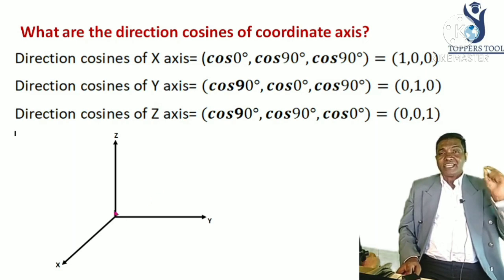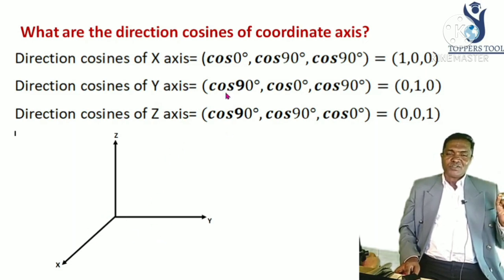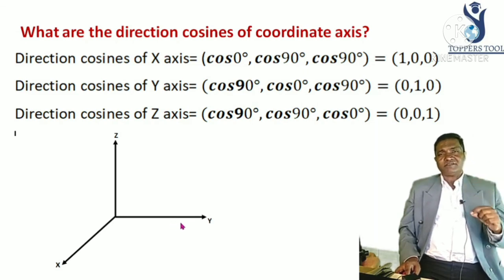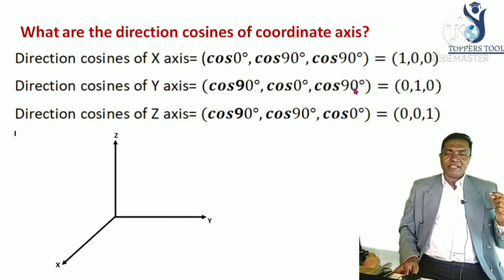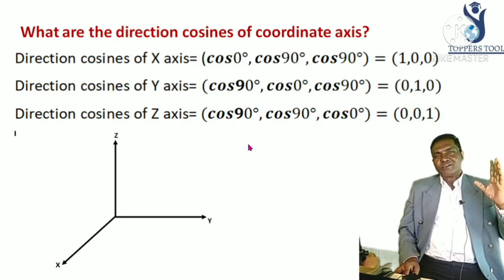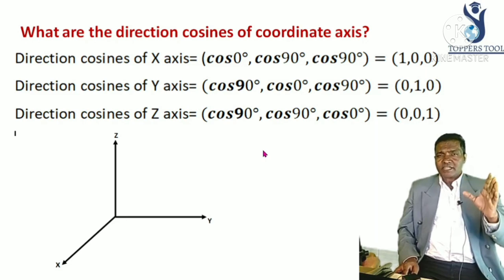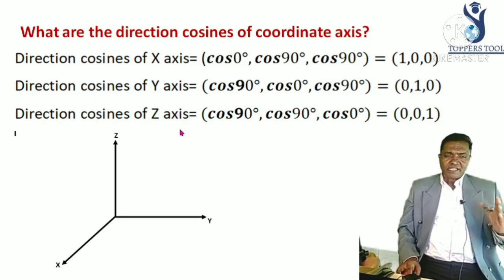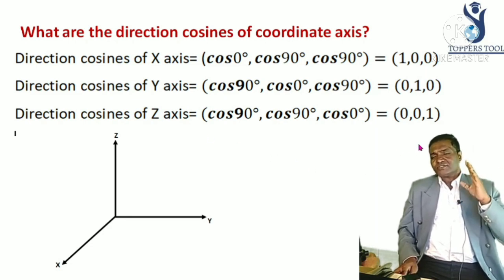Similarly, direction cosines of the y-axis. The y-axis makes 90 degrees with the x-axis, so alpha is 90 here. Beta means the angle between the y-axis and the y-axis itself, so it is 0 degrees. The angle between the y and z-axis is 90 degrees, so it is gamma here. So you have the direction cosines of the y-axis as 0, 1, 0. Similarly for the z-axis. So remember that direction cosines of the x-axis are 1, 0, 0. Don't memorize, remember theoretically, conceptually. Direction cosines of the y-axis are 0, 1, 0. Direction cosines of the z-axis are 0, 0, 1.